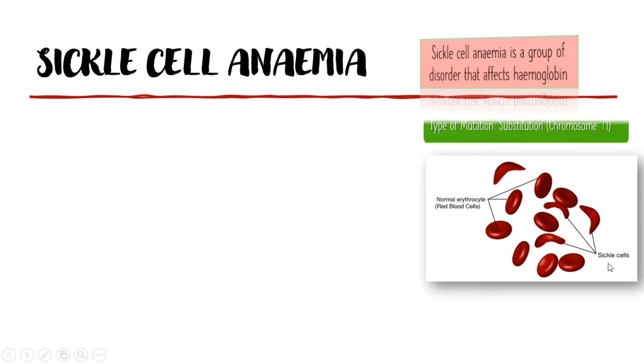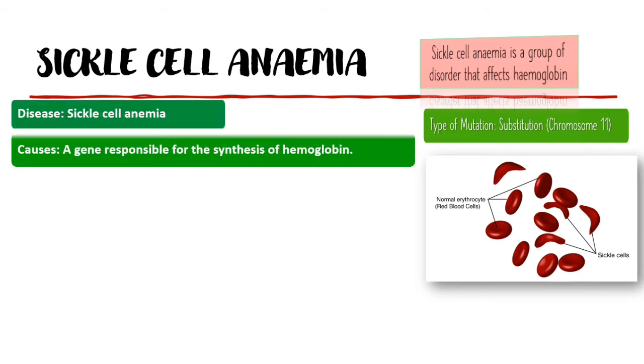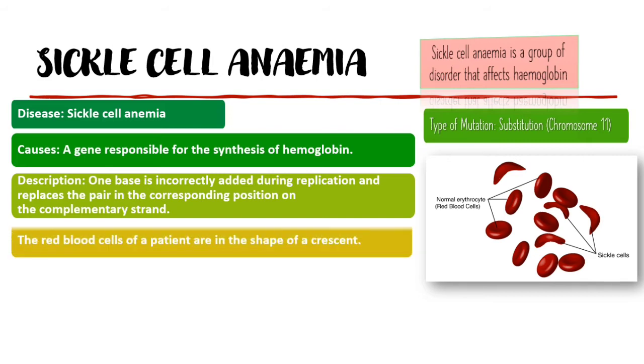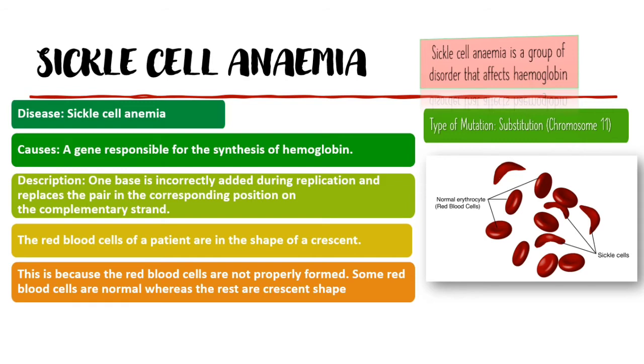So the type of mutation is substitution at chromosome number 11. It's caused by the gene responsible for synthesis of hemoglobin. One base is incorrectly added during replication and replaced by the pair of the corresponding position on the complementary strand. So the red blood cells in a patient are in the shape of a crescent. This is because the red blood cells are not properly formed. Some red blood cells are normal, whereas the rest are crescent shaped. So it will affect the amount of hemoglobin stored in the red blood cell.